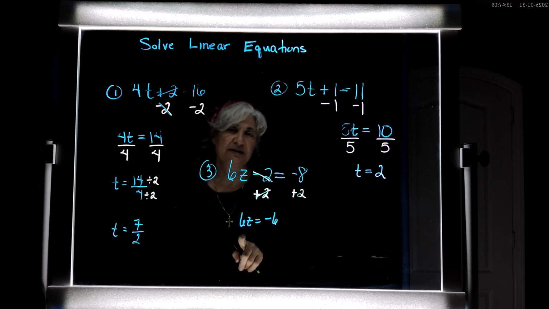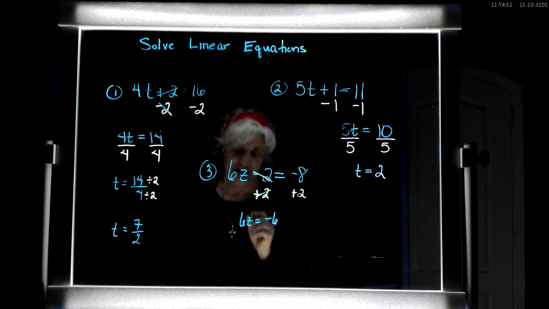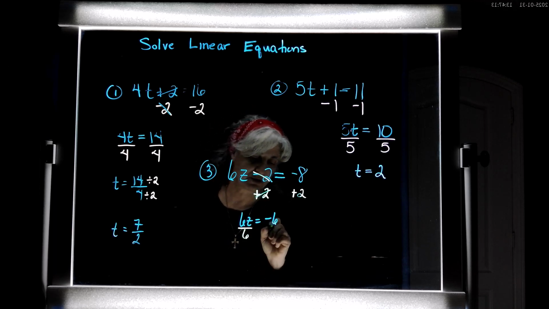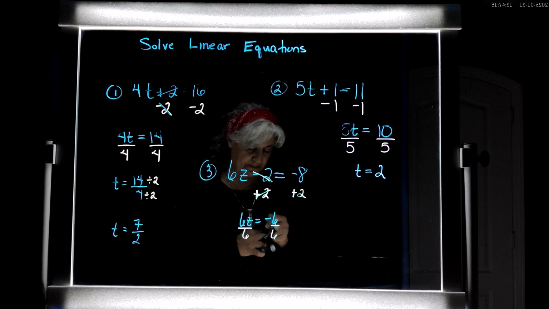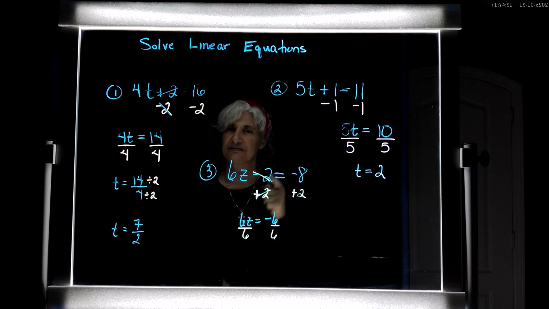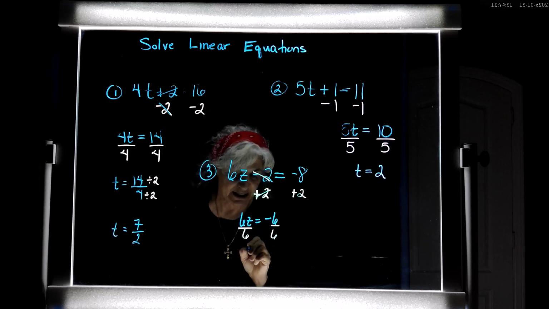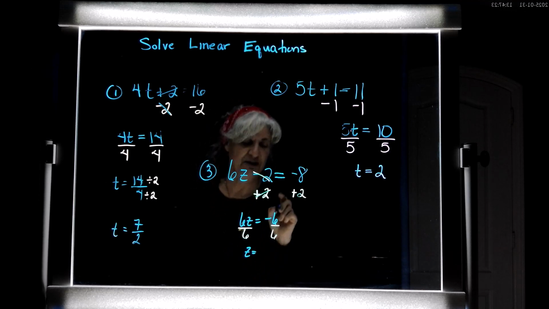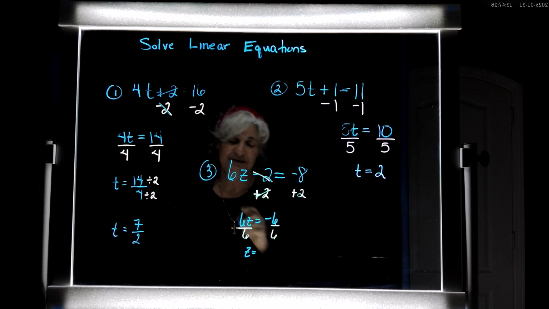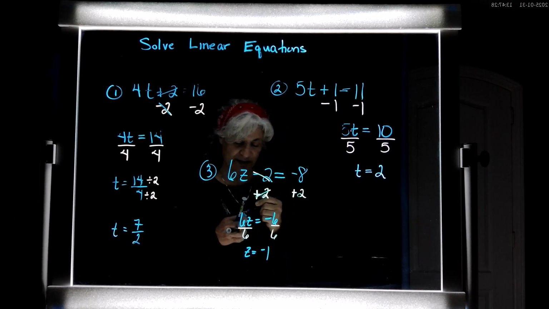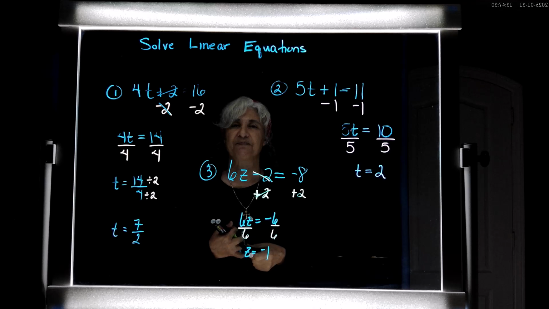But the z's not by itself, so what do we still have to do? Divide by 6. I heard you. Both sides. Wonderful. Okay. Got that last step? Give you a moment. Good. Z on the left side of the equal to sign, and the right side, -1. Well done, you guys. Great.